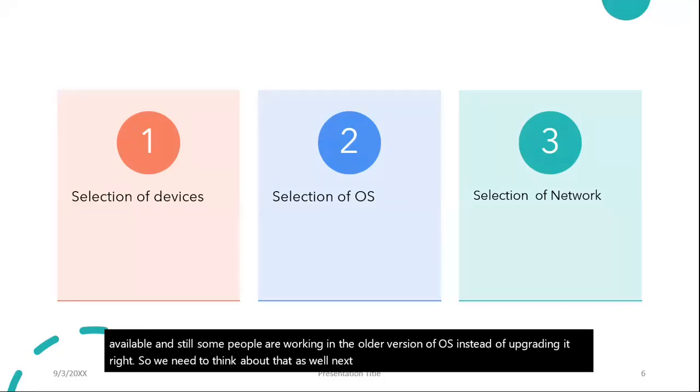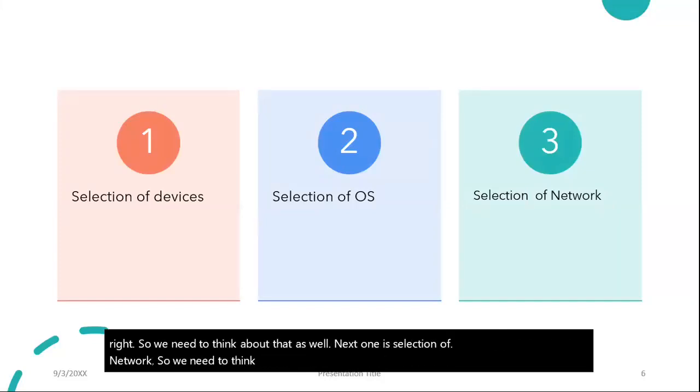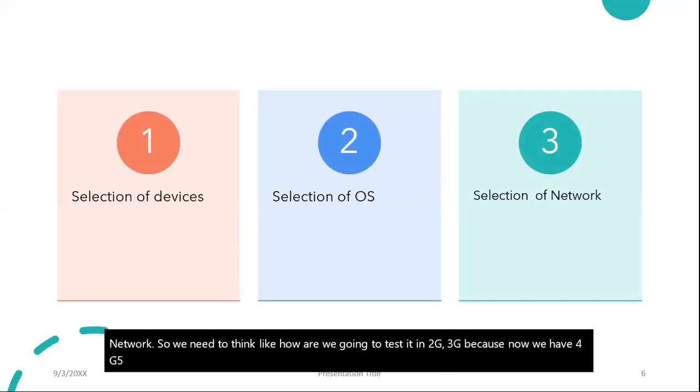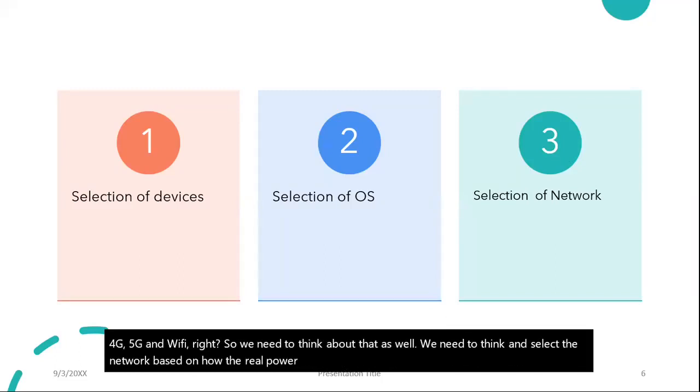The next one is selection of network. We need to think about how we are going to test it on 2G and 3G, because now we have 4G, 5G and Wi-Fi as well. We need to select the network based on how the real population in the world is using our network. Only then can we implement that in mobile application testing and test it.